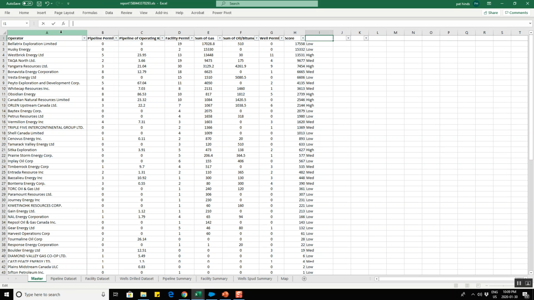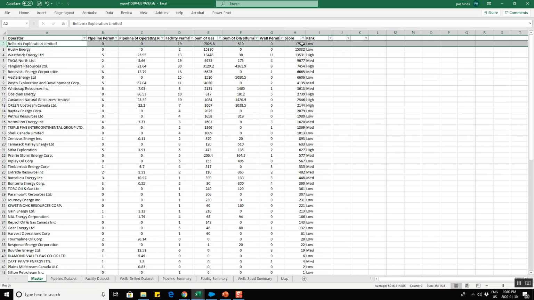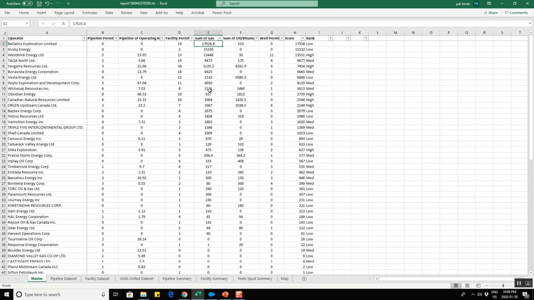And part of that is just based on knowledge. So even though when we look at Beltrex has a high score because they've got a lot of production from a gas plant there, what we see here is their pipeline permits are low, kilometers is low, wells drilled is low. So they're operating close to this particular region, just north of it, but I'm specifically looking at operating in that map here. So I've ranked them as low.